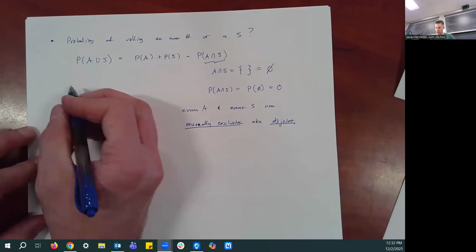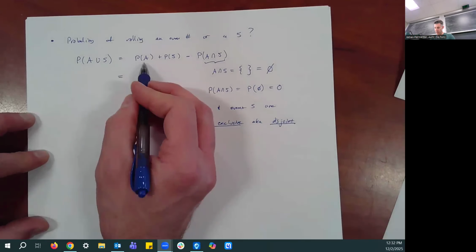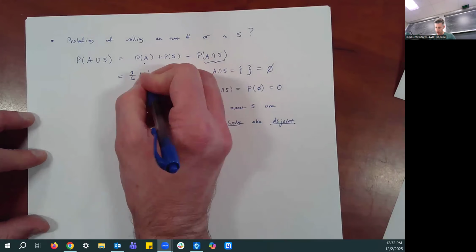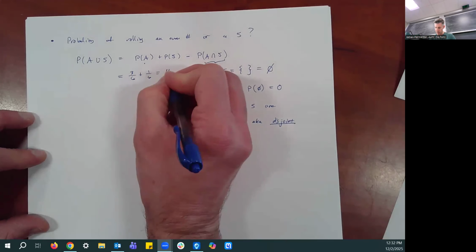So here, this probability is just going to be the probability of A, which is 3 out of 6, plus the probability of 5, which is 1 out of 6, which ends up being 4 out of 6, which is 2 out of 3.